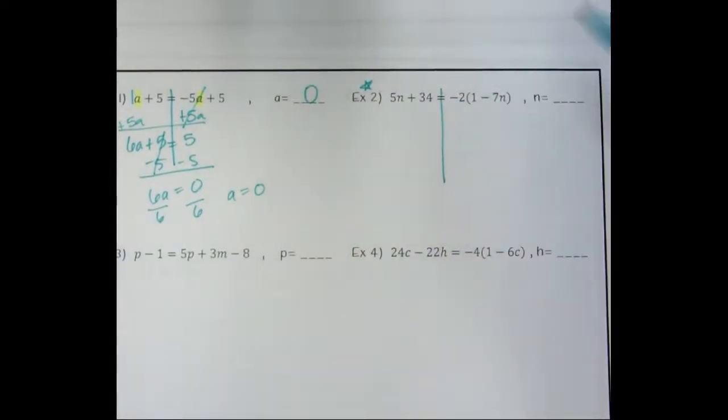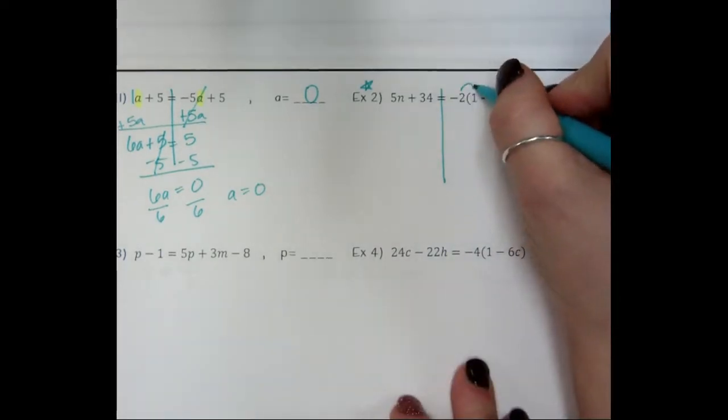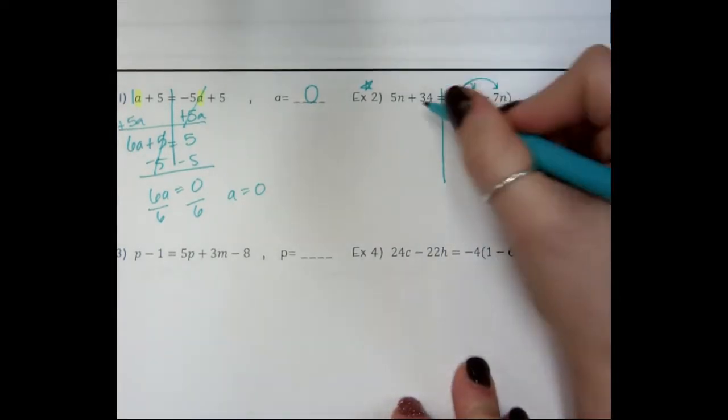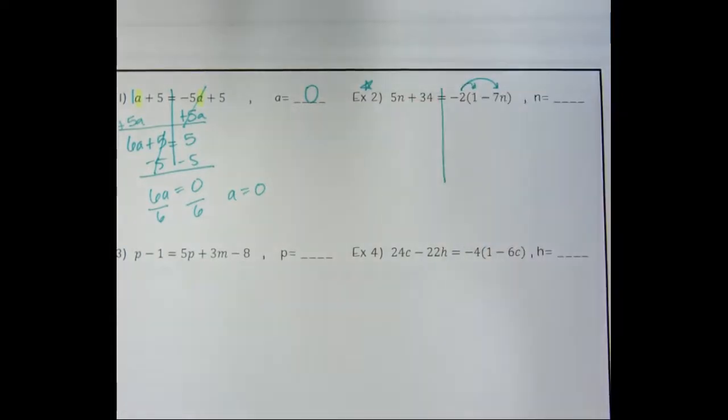Okay. In this case, dividing by negative 2 might be more difficult because you have 2 components. So you might want to go ahead and distribute this one. Because I have 2 parts, and they would both have to be divided by negative 2. So this one might be better to distribute, and then start moving your pieces. Okay, there's your hint.